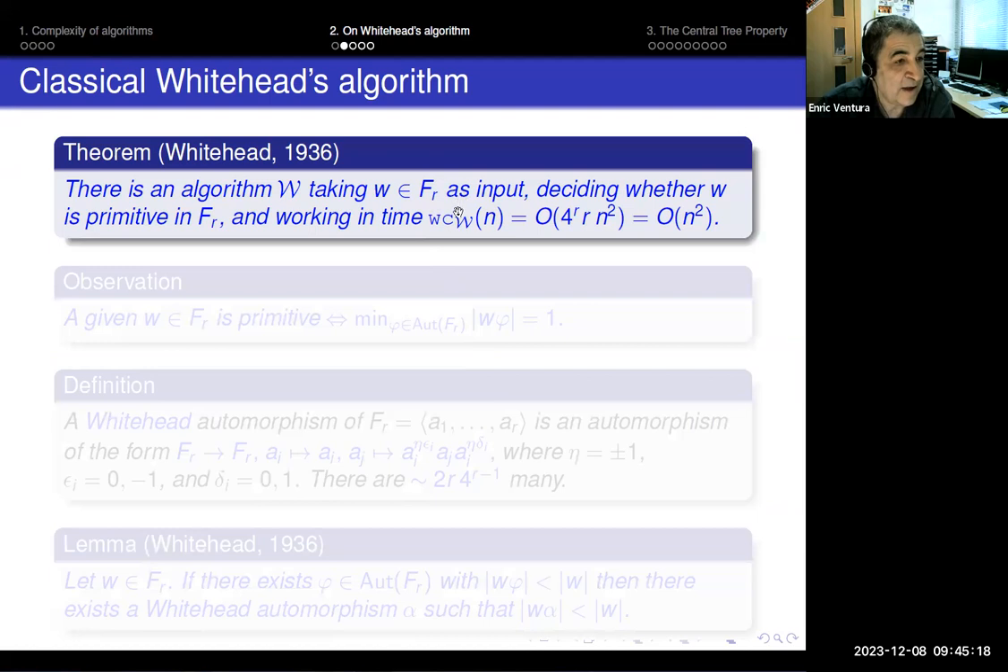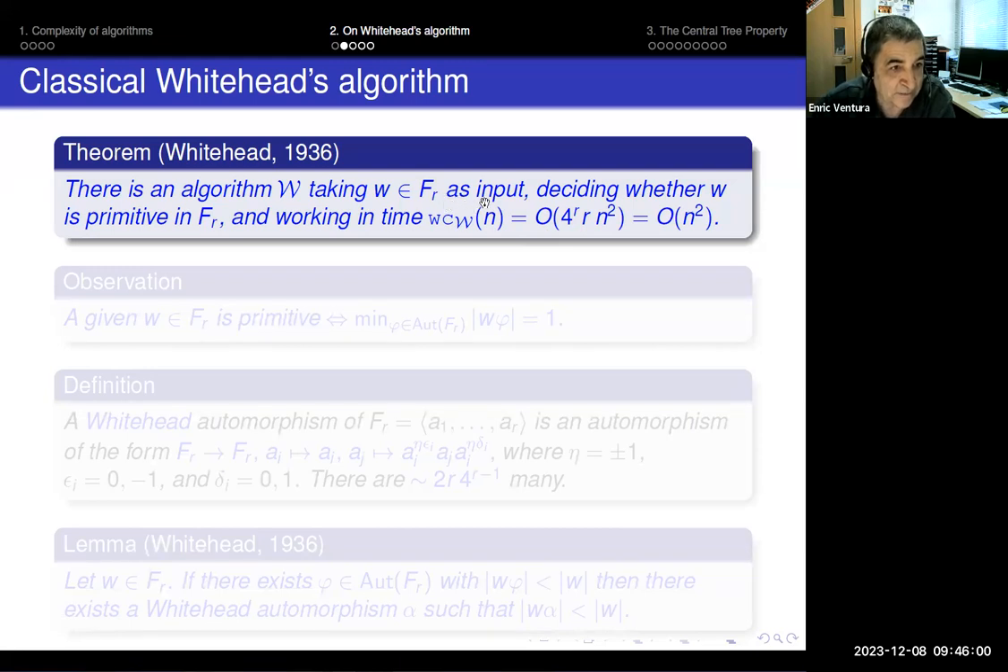r is fixed. And then Whitehead, almost 100 years ago, proved that you can solve algorithmically the following problem. You are given an element in the free group, always as a reduced word or reduced cyclic word, if you prefer. And then you should decide whether the element is primitive in the free group or not. And the classical Whitehead algorithm works in time quadratic with respect to the length of the input. And I make it a little bit more precise: quadratic times 4 to the r times r, where r is the rank of the ambient group.